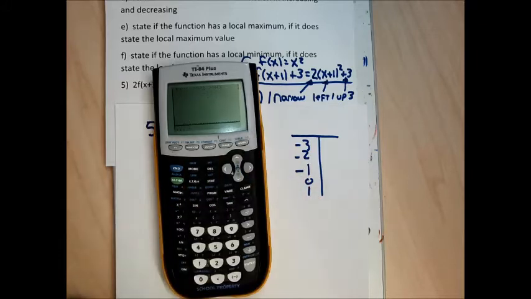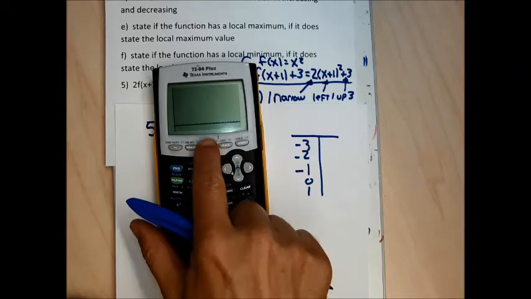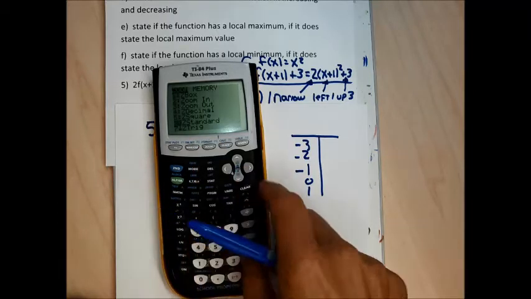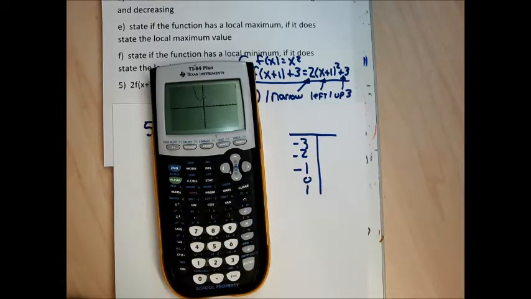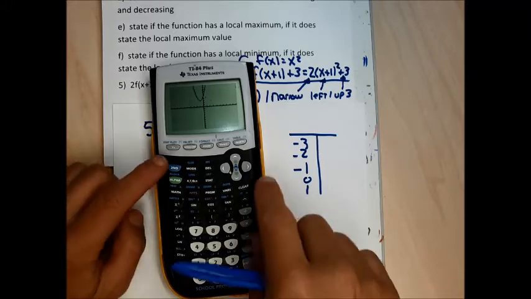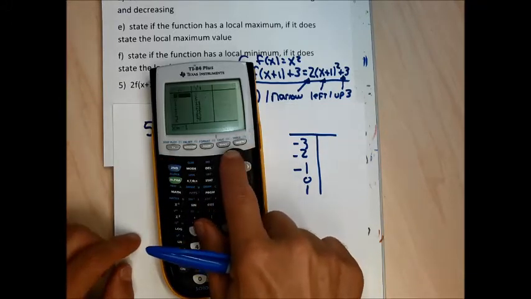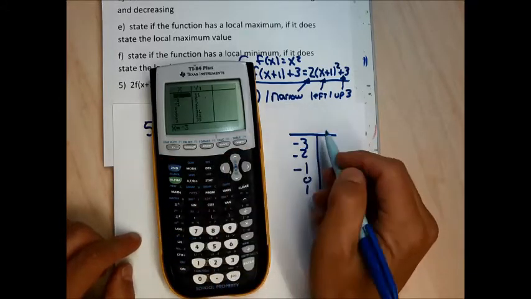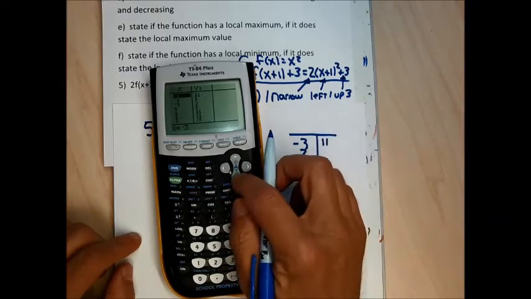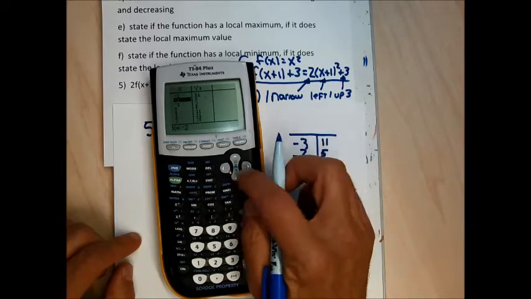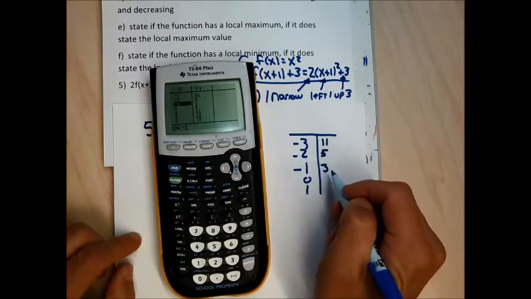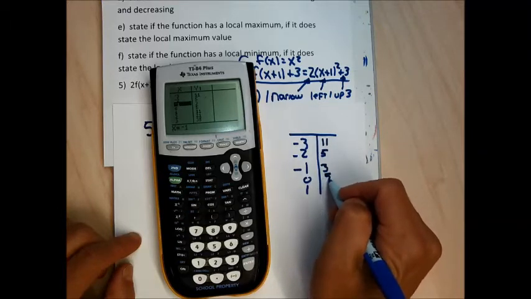I don't know, my window's way off. I need to make a zoom standard real quickly here. Let me go zoom standard. That's what the graph is going to look like. Let me get my table. So second table, next to -3 I see 11, next to -2 I see 5, next to -1 I see 3, and then 5 and 11.